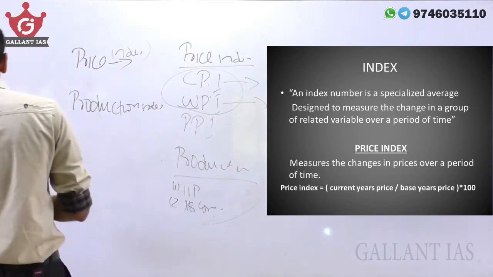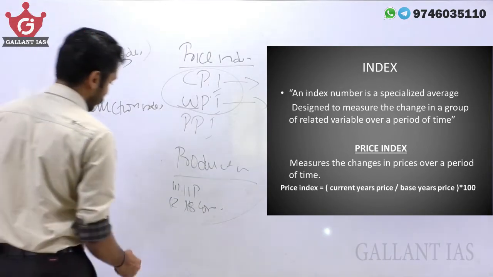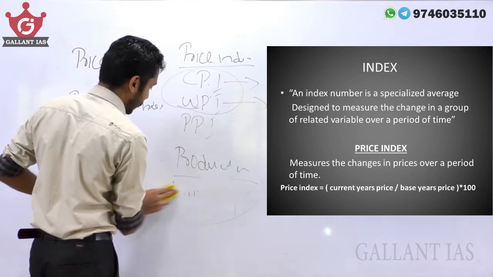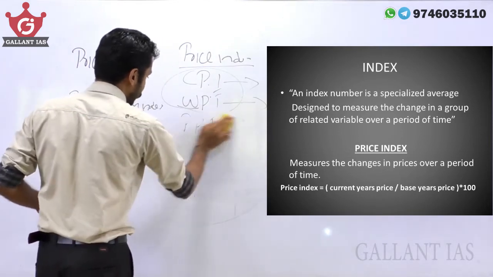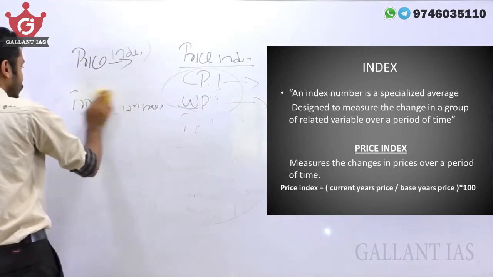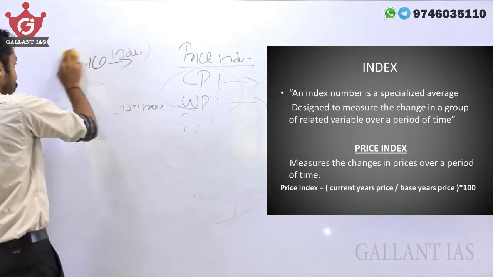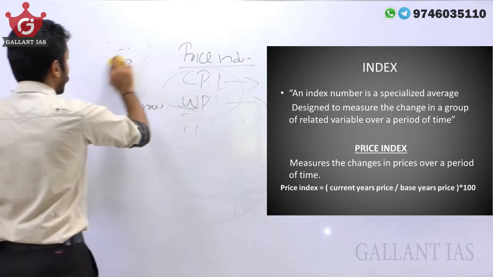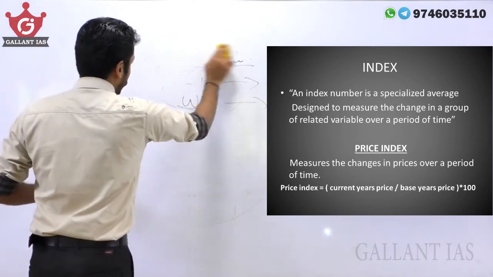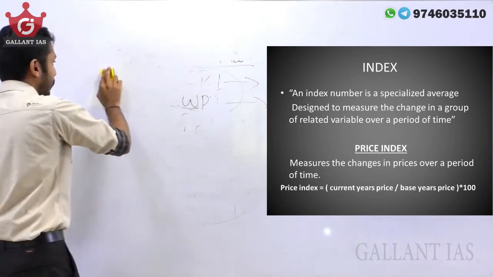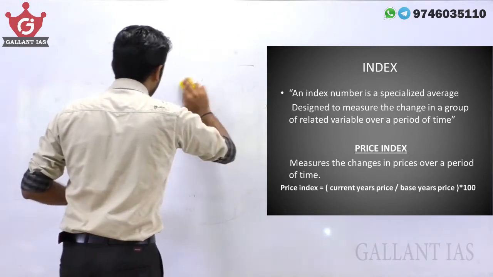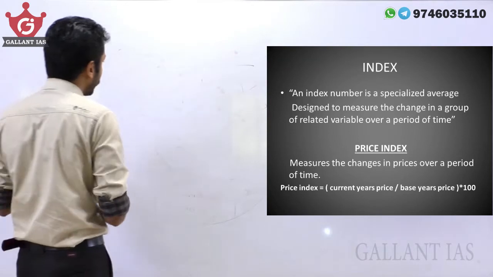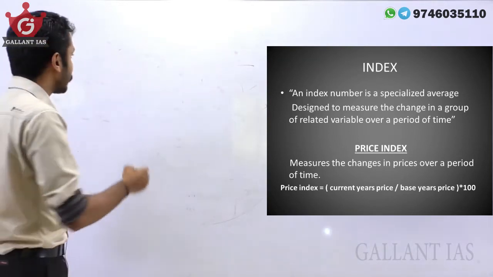So indexes are used for different purposes. To calculate inflation, we create price indexes. To compare the performance of different industries, we create production indexes. And to compare the prices of different stocks, we create stock indexes. You may have heard about BSE Sensex and NSE Nifty. What are Sensex and Nifty? These are a kind of index.